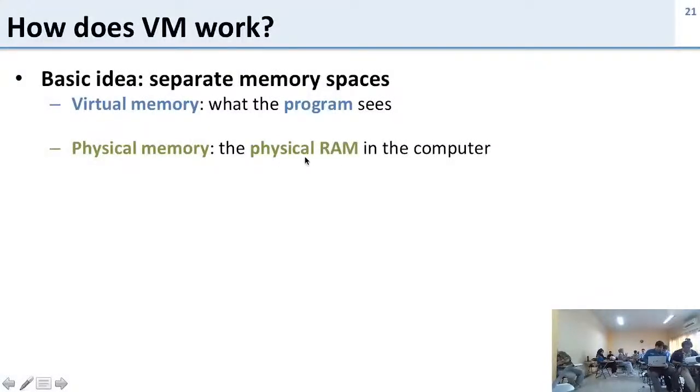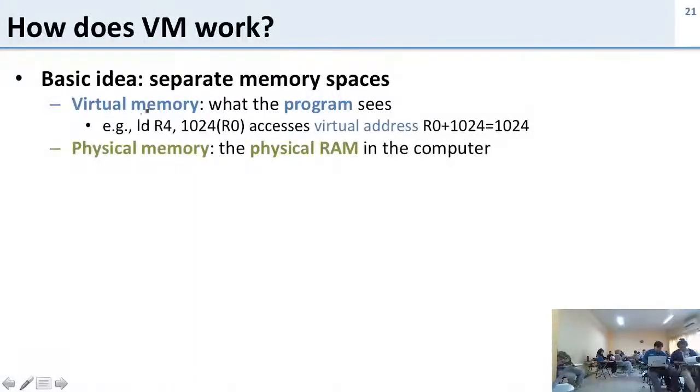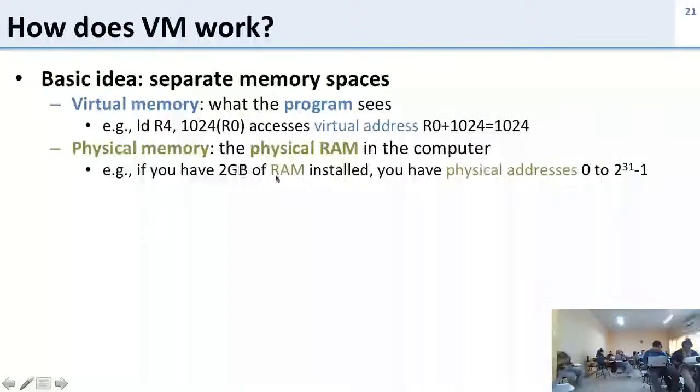When you install memory in your computer or you buy a computer with memory, this is what you're paying for. What the program sees, the virtual memory, is what the ISA promises. Remember, in MIPS, this promises the virtual address. So if we do a load R4 1024 R0, this is going to access virtual address 1024. The MIPS ISA promises a certain virtual memory address space, but the physical memory is what you have in your machine. So if you have 2 gigabytes of RAM installed, you're going to have physical addresses from 0 to 2 to the 31 minus 1. That's 2 billion bytes of memory.